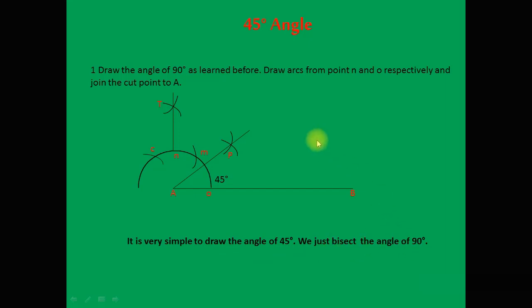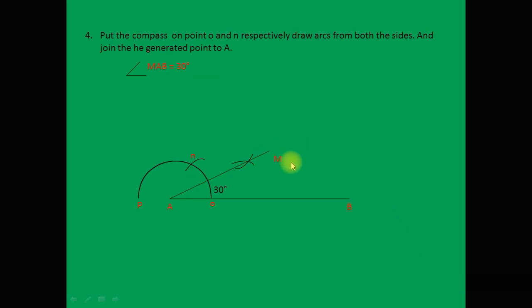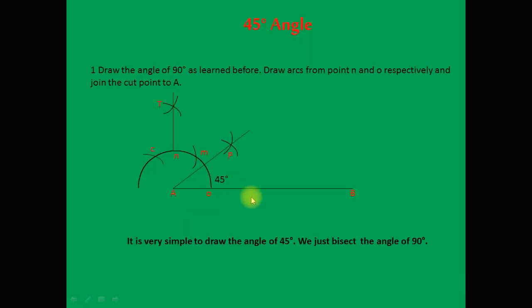So dear students, in the previous slide, as I told you, for the 30-degree angle, bisect the 60-degree angle, and for the 45-degree angle, bisect the 90-degree angle. First of all, construct an angle of 90 degrees. For the 90-degree angle, as I have already told you, open the compass about some radius, put the compass at this point A and draw this large arc. Now put the compass at this point O and draw an arc.